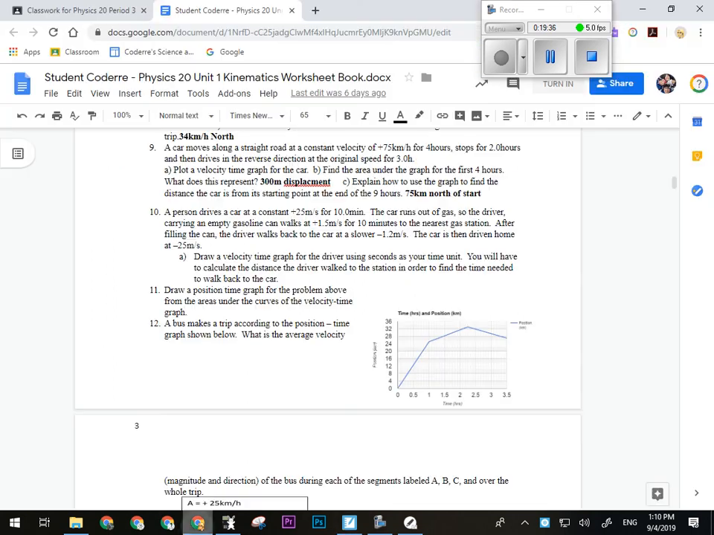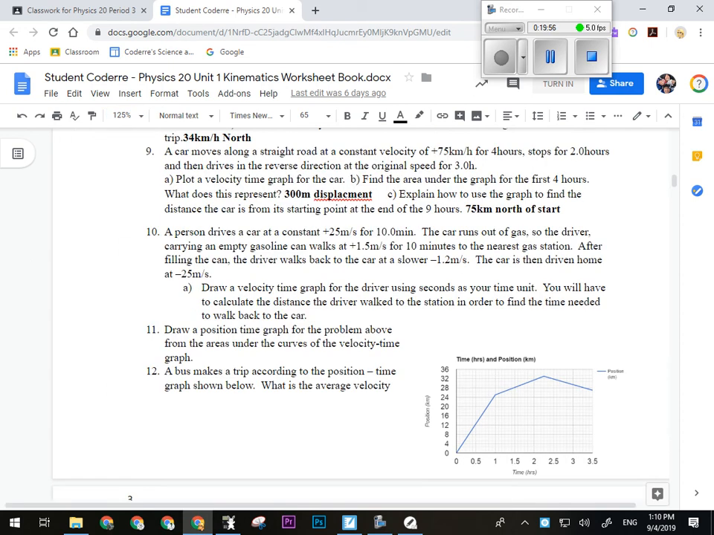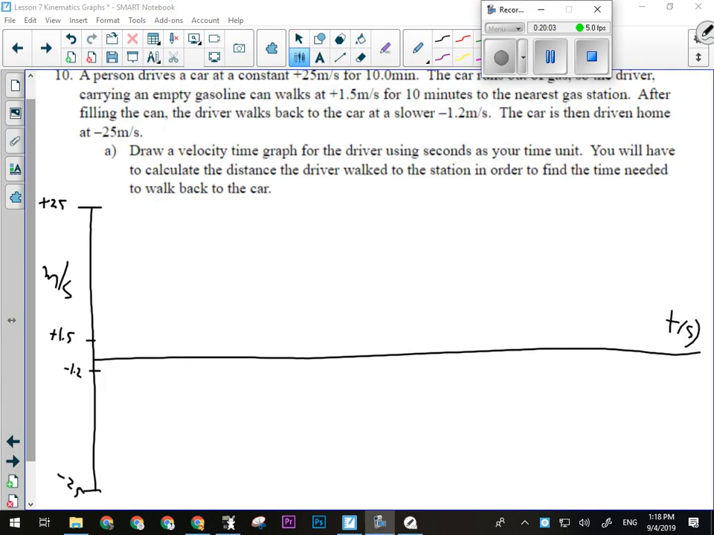Now, number 10 is a little more involved. So I want you to take your time on number 10. Again, you're drawing a velocity versus time graph for that one. Convert your minutes into seconds when you're doing this, because it'll make your life a lot easier when you're making the graph. I'll give you a few more minutes on number 10, and then we'll walk through that one. All right, so let's have a look at number 10 here, guys.